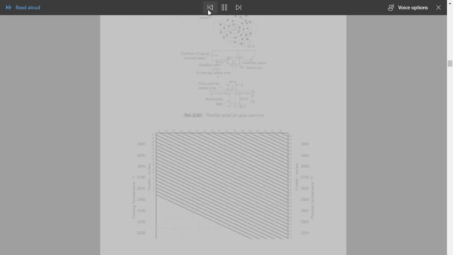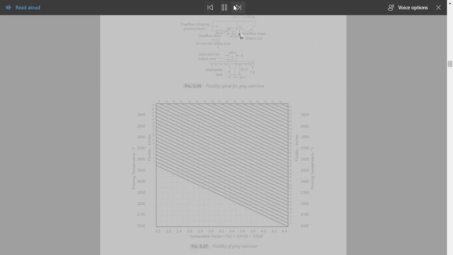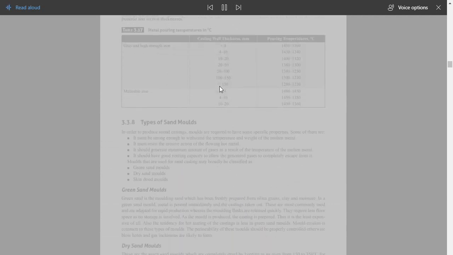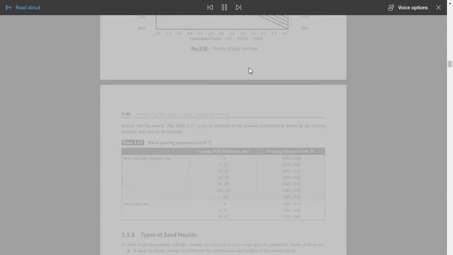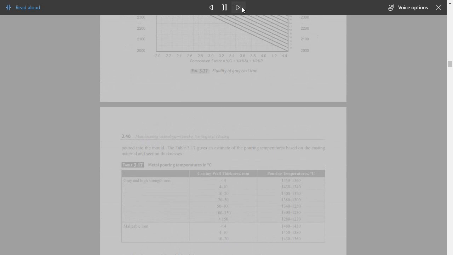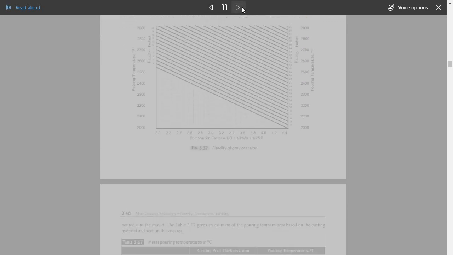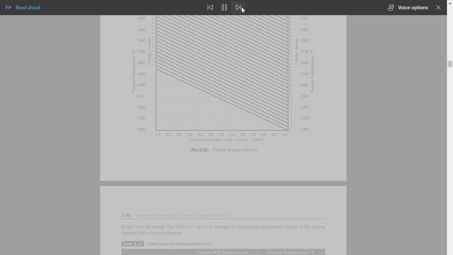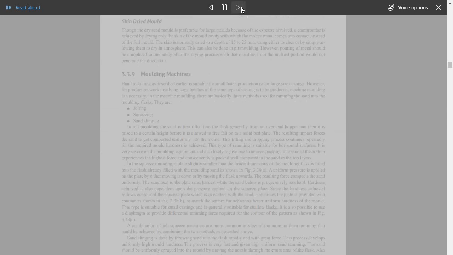94. 51.4. 518. 6. Match plate. 45. Overflow. 2100. 2000. 2000. 2000. 3000. 28. Skin dried mold.